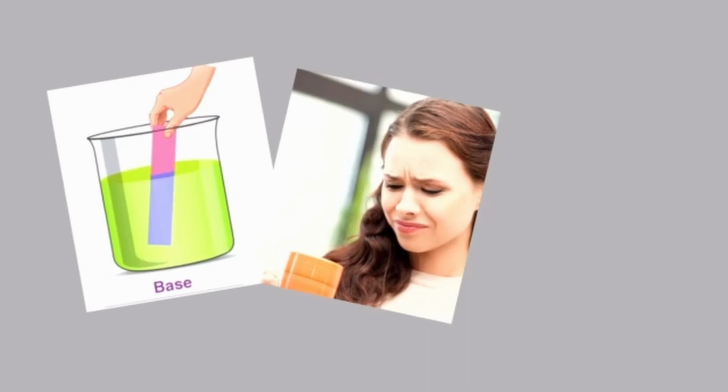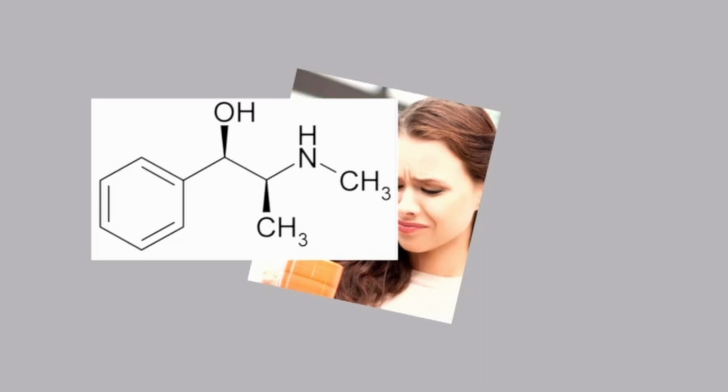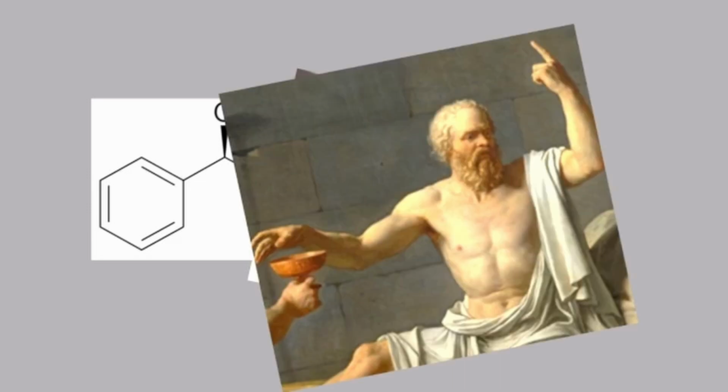Now, generally speaking, most humans don't fancy foods that are on the basic side. And historically speaking, that is because alkaloids have long been associated with poisons derived from plants. In fact, did you know that Socrates was killed by an alkaloid-based poison? And the reason for his death was for quote-unquote corrupting the youth, but that's for another topic.